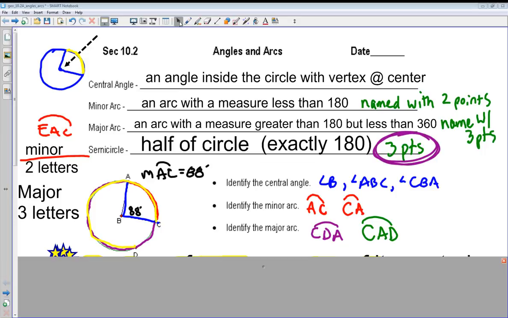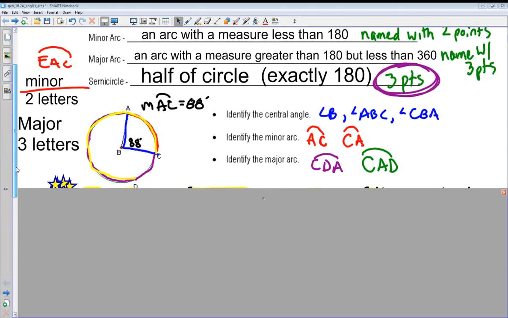Hey, back with part 2 of section 10.2, angles and arcs. So we talked about all the different things we could have with a circle in terms of an angle: the central angle with its vertex at the center point, and the arcs that it can form, being minor and major. So take a look back at your vocab and review that real quick here if you need to.